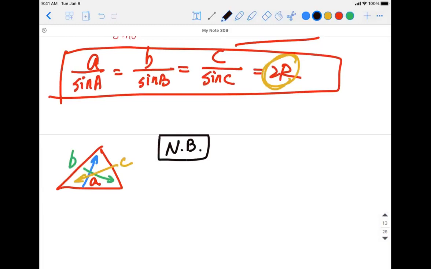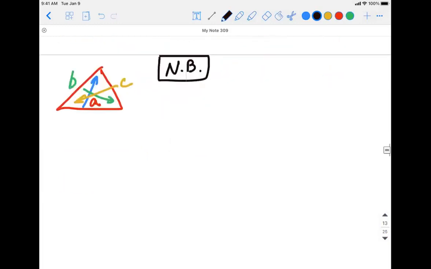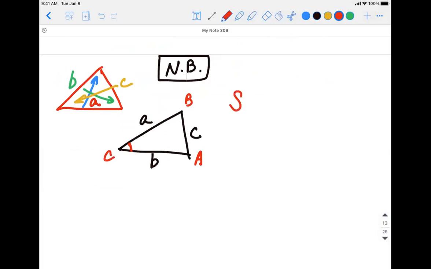As long as you know the definition of sine, it can always generate a very easy formula for you to calculate the area of a triangle. Give an example. Let's say I have a triangle. This is A, this is B, this is C. This is your A, this is your B, this is your C, right? Let's say I want to ask you, what is the area of my triangle ABC?